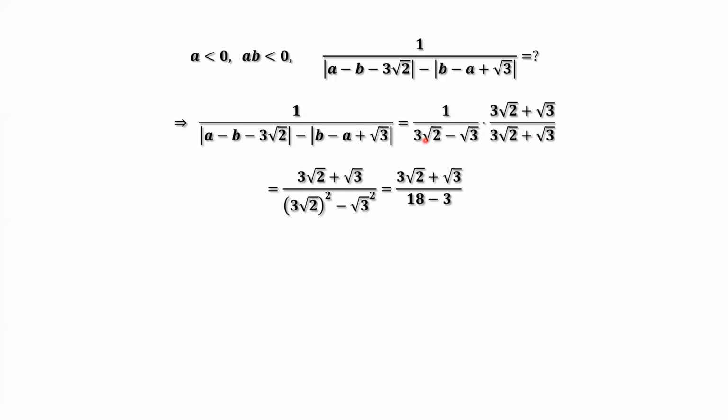The denominator is a minus b times a plus b. We use the difference of squares formula. The first term squared minus the second term squared, which is 18 minus 3. 18 minus 3 equals 15. The final answer is 3 square root of 2 plus square root of 3 over 15.